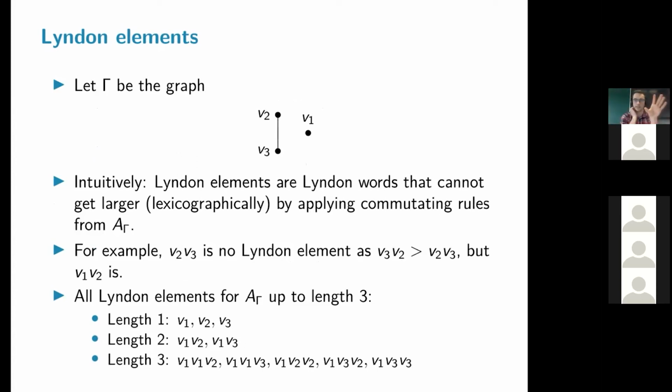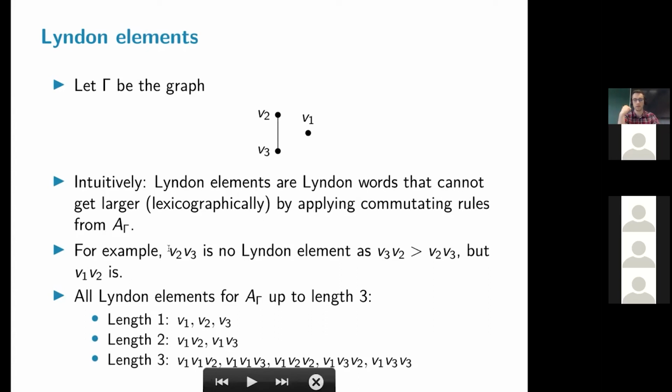So now Lyndon elements depend on the graph you are using. If we take, for instance, the graph gamma to be this, so v2 and v3 are connected, and this is the only edge, then to construct Lyndon elements from Lyndon words, I have here the following intuitive approach. Namely, Lyndon elements are those Lyndon words that you cannot make larger in the lexicographical order by applying the commutating rules. What do I mean by that?